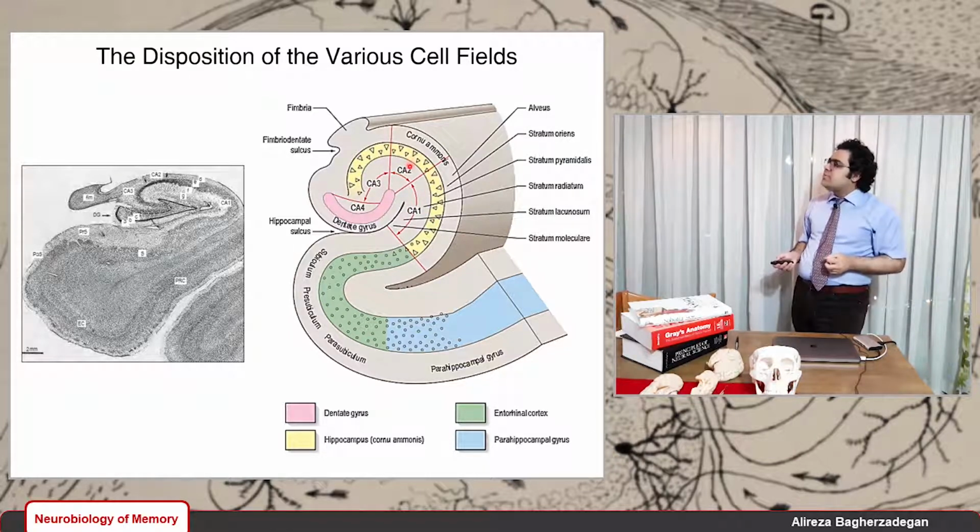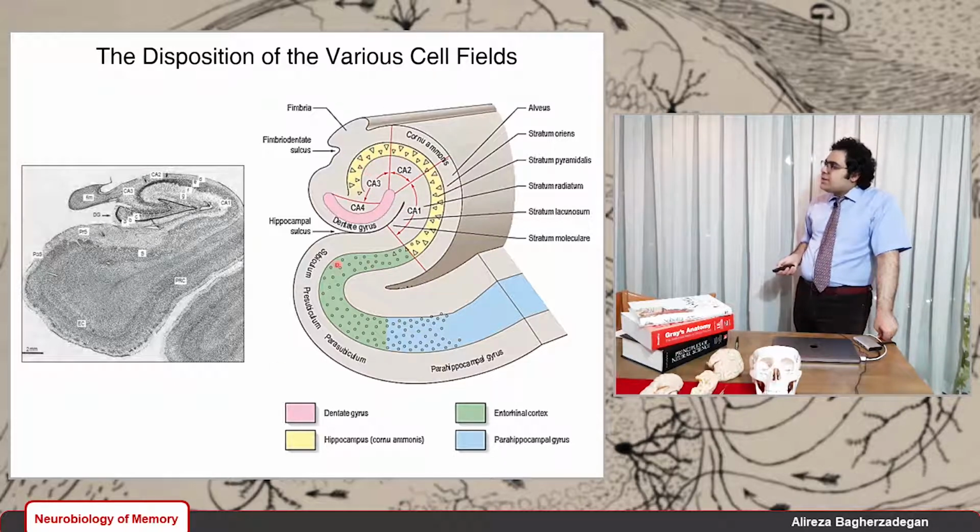The CA2 is very dense, actually. There's the largest number of pyramidal cells. The pyramidal cells in CA3 are very large, the largest actually. So we have these layers, these areas and fields of cells.